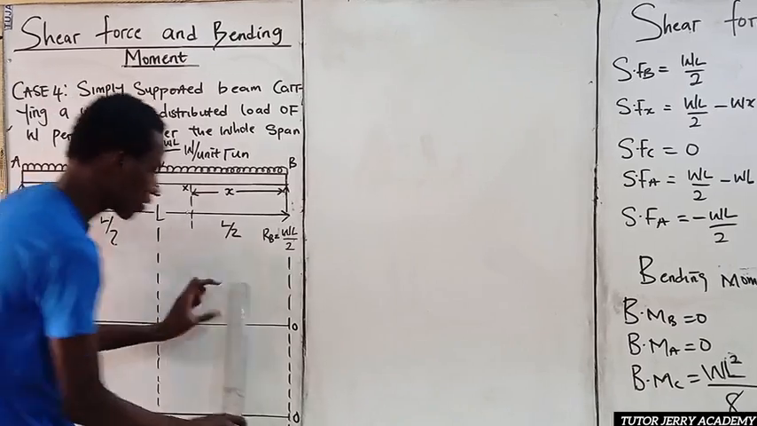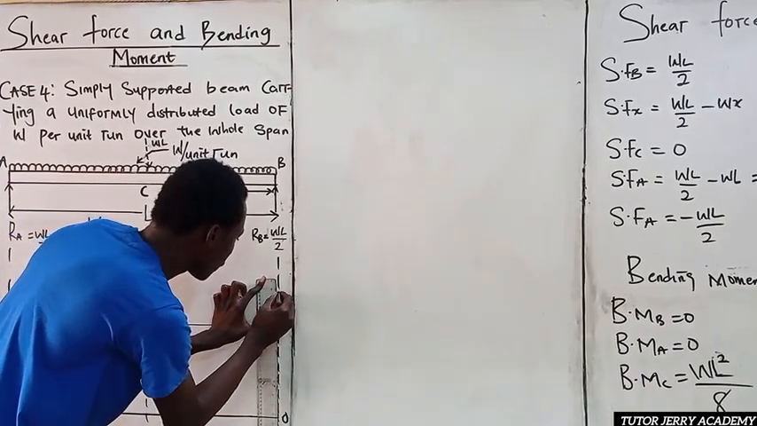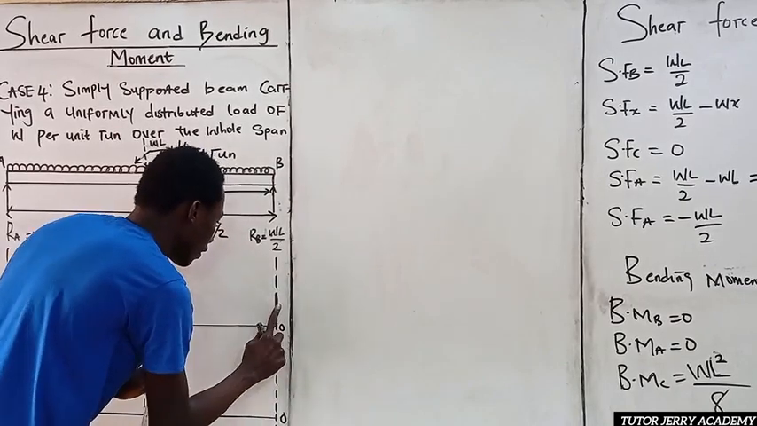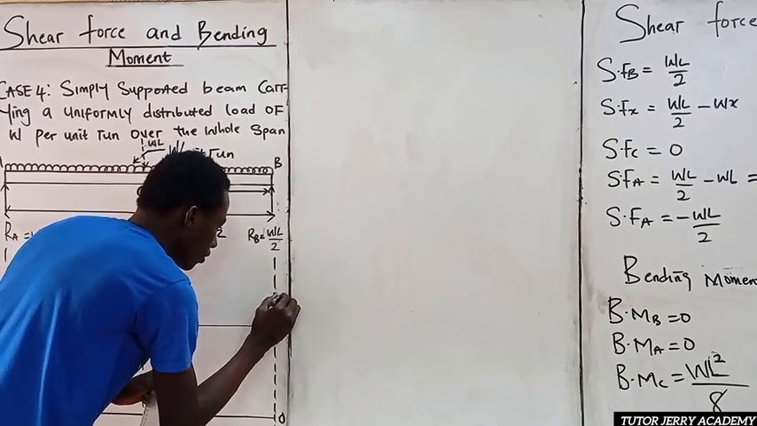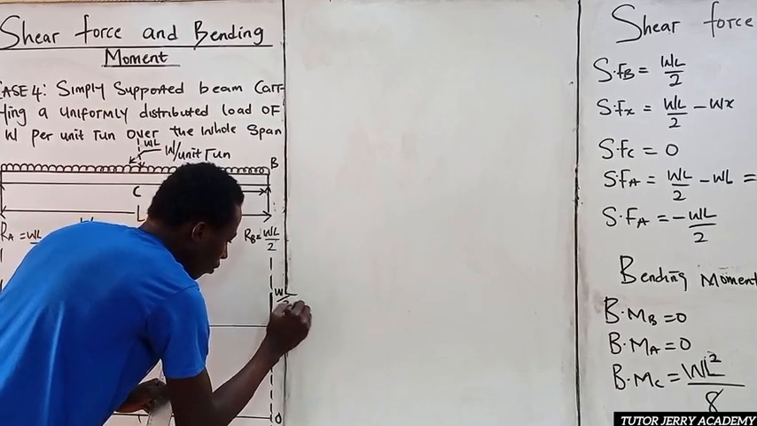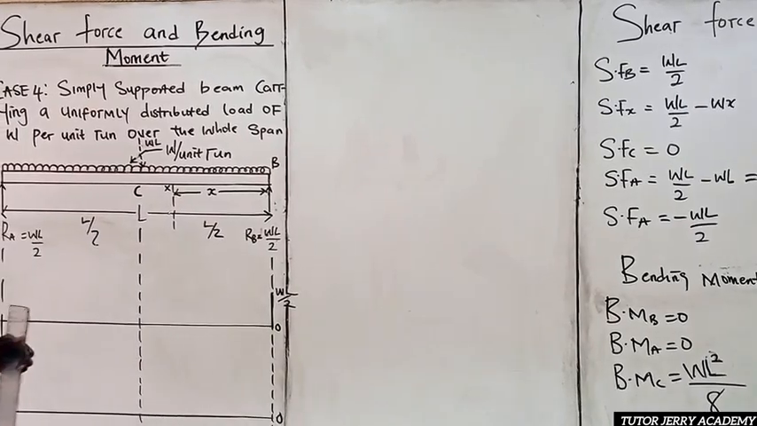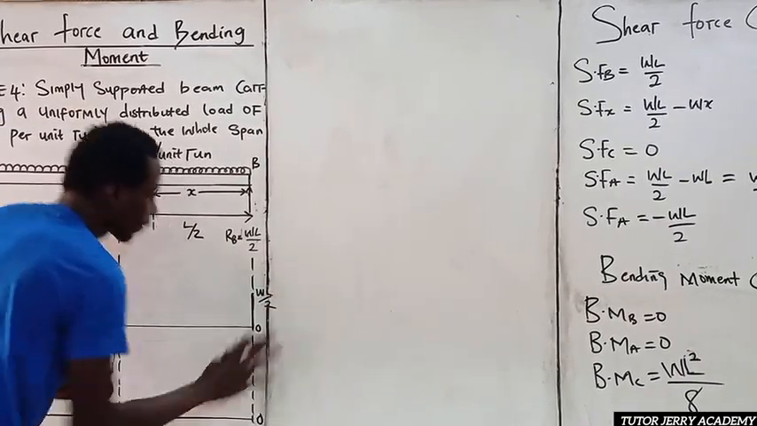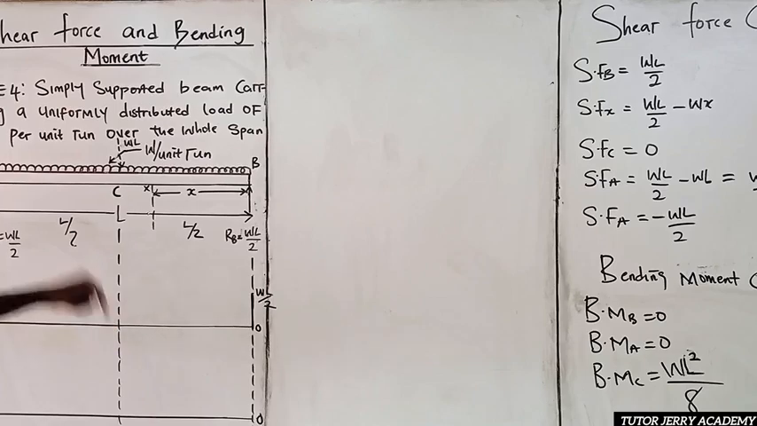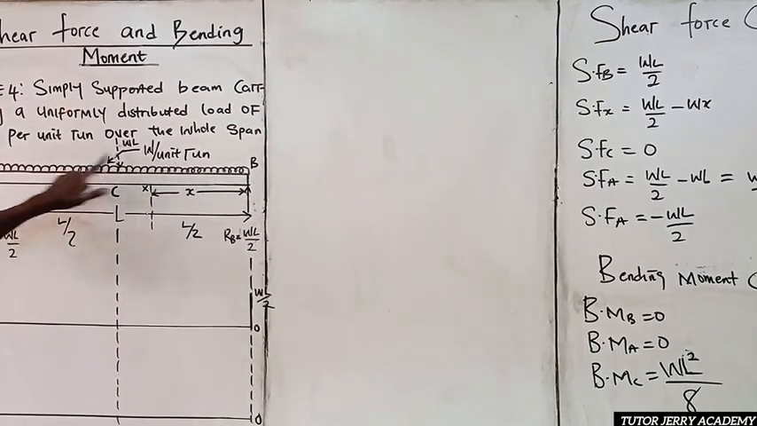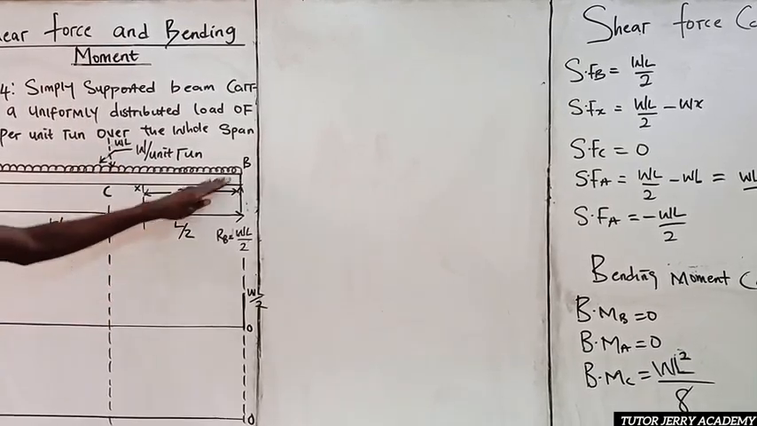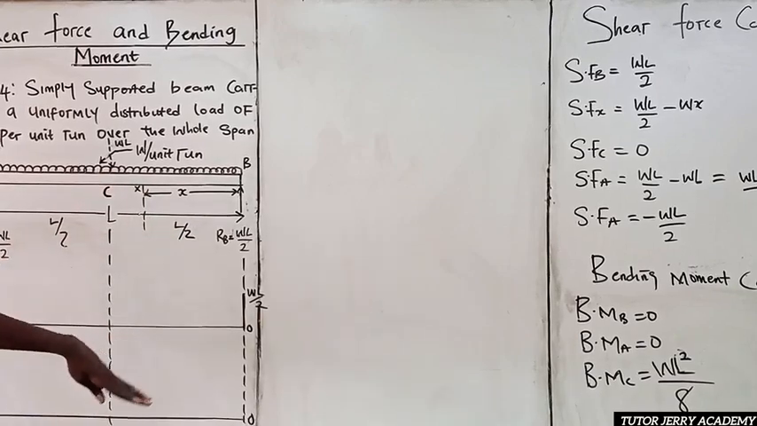So let's go upward. Let's take this point to be WL all over 2. So this is what we have. This is WL all over 2. Now, of course, we have a uniform distributed load over the span. Converting it to a point load gives WL. So from this span to this span, we are assuming that.